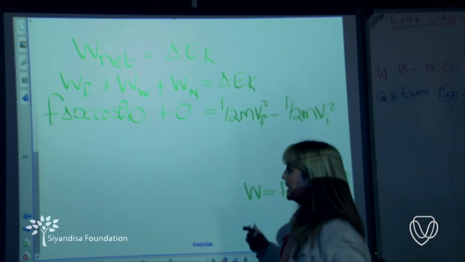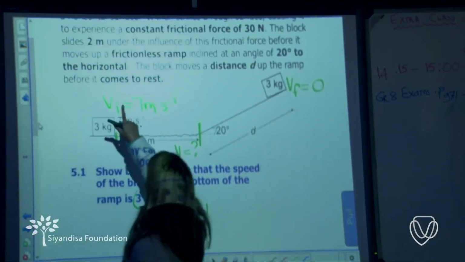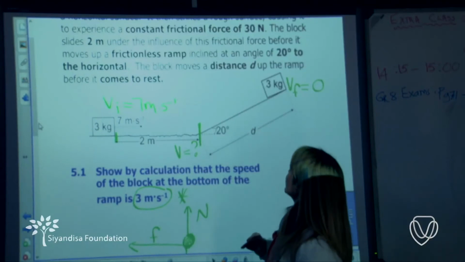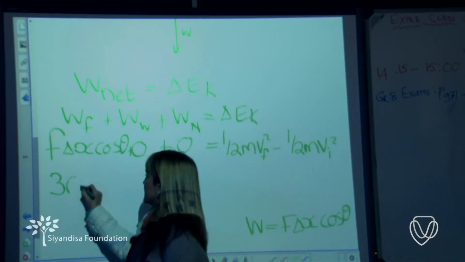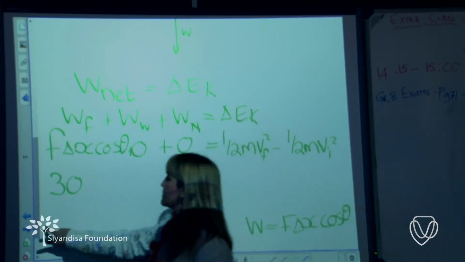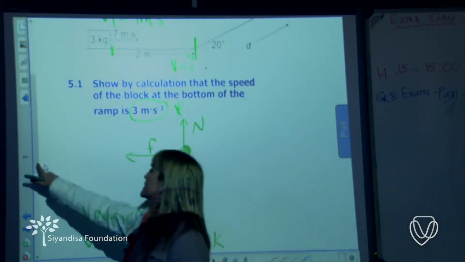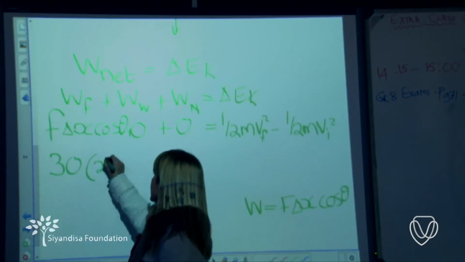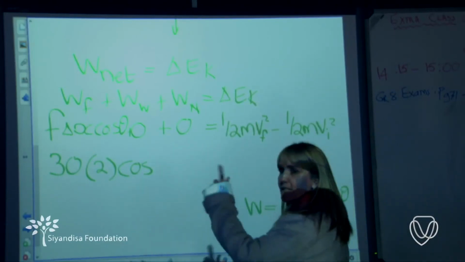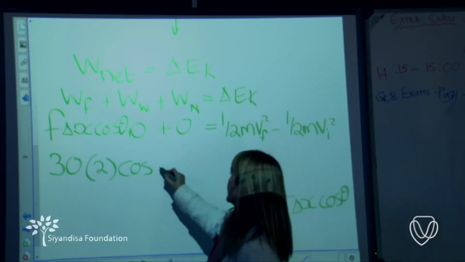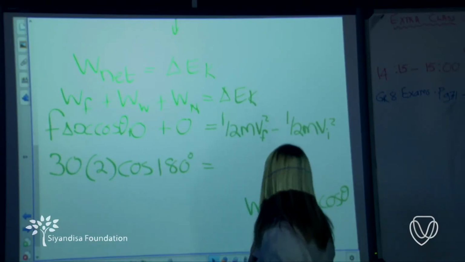Right. Now we can substitute in. We are told that the frictional force is 30 newtons. My frictional force is 30 newtons, times delta x. How far did the block travel under the influence of that frictional force? It traveled 2 meters. So my delta x is going to be 2, times the cos of theta. Now my displacement's to the right, friction is to the left, which means that theta is 180 degrees.